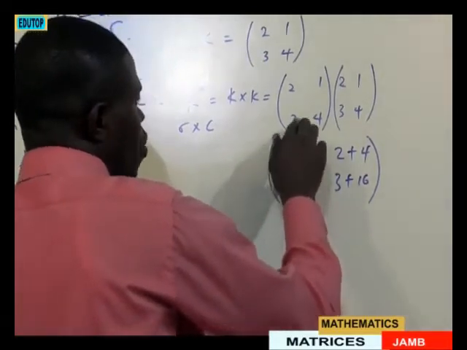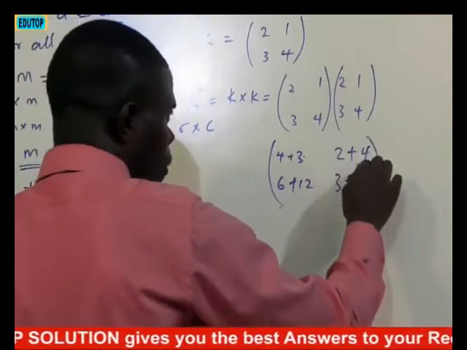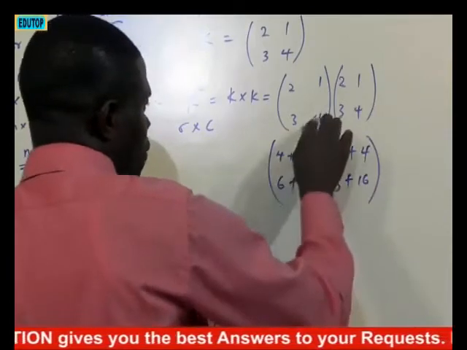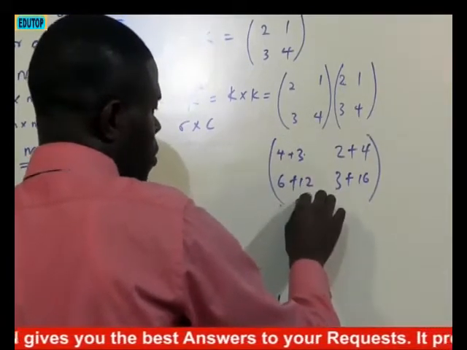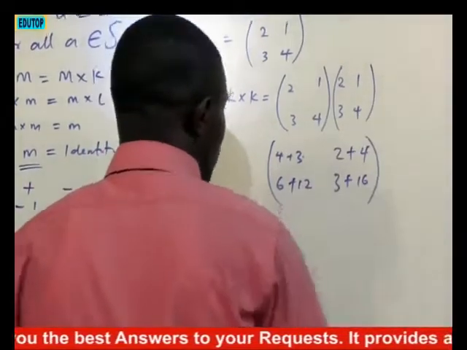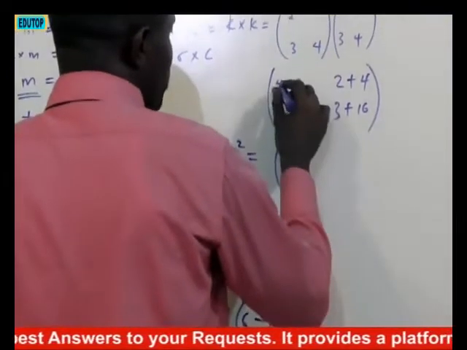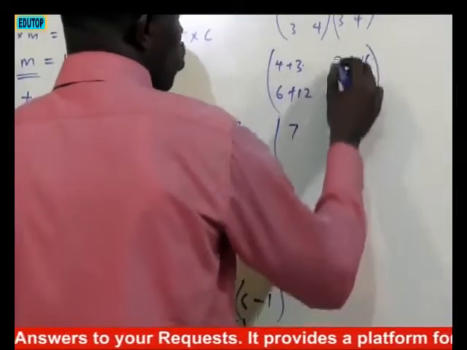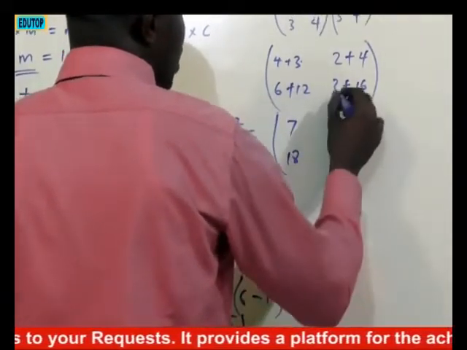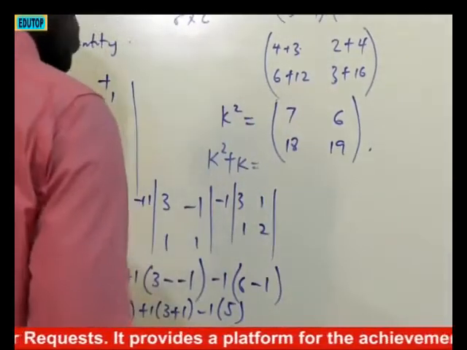In this other case, we have 2 times 1, 2. 1 times 4, 4. We have it here. 3 times 2, 6. 4 times 3, 12. Then we have the last one. 3 times 1, 3. 4 times 4, 16. So that means our K squared will now be, 4 plus 3, 7. 2 plus 4, 6. 8 plus 12, 18. 3 plus 16, 19. So that's what we have for our K squared.